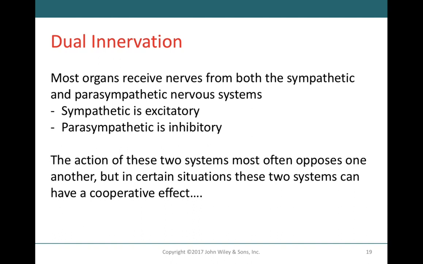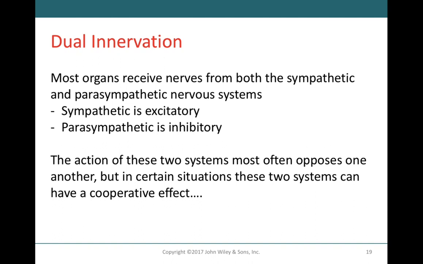Now, just keep in mind that certain organs are actually activated by the activity of the parasympathetic nervous system, but those are primarily going to be our organs of digestion. Now, a little side note about dual innervation is that most of the time our sympathetic and parasympathetic nervous systems are going to oppose each other, as I've been mentioning throughout this entire lecture video.